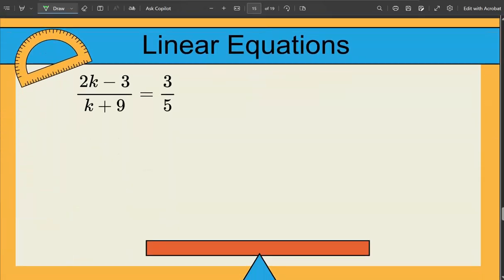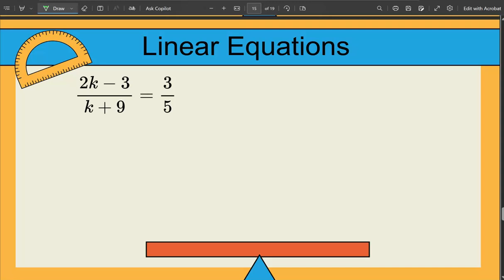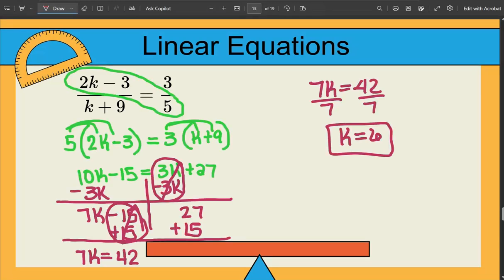So I'm going to ask you to pause the video and try this one and come back and check your work. Okay, so hopefully you got k is equal to 6. You can see here that I had to distribute the 5 and you had to distribute the 3. Move the variable to the left, move the constant to the right, and then I divided by the 7 in front.